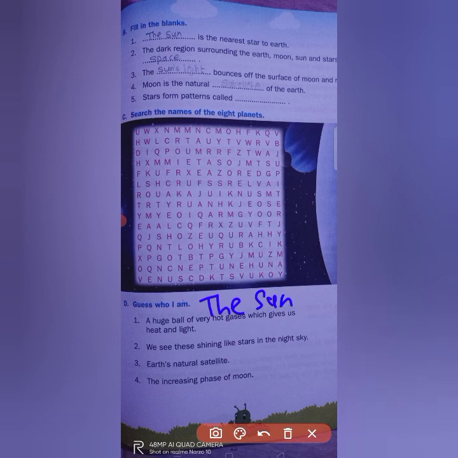Second one, we see these things shining like stars in the night sky. They are nothing but the planets. Planets shine like stars in the night sky. Coming to the third one, Earth's natural satellite. Who is the Earth's natural satellite? That is nothing but the moon. A satellite is a heavenly body that revolves around another heavenly body. Since the moon is not man-made, it is natural, and it revolves around the Earth in a particular orbit, it is the natural satellite.